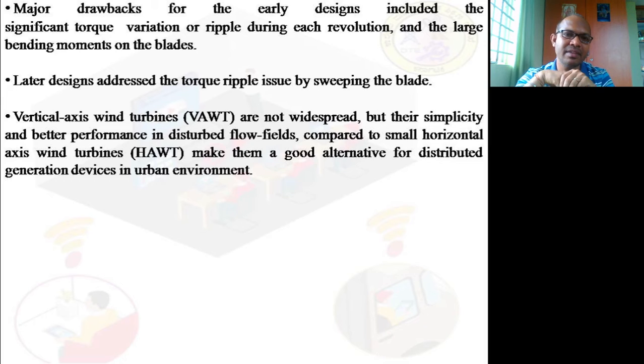Later designs addressed the torque ripple issue by sweeping the blades. Vertical axis wind turbines are not widespread, but their simplicity and better performance in disturbed flow fields is the reason why they are simple in design and not complicated as compared to horizontal axis wind turbines. They make a good alternative for distributed generation devices in urban environments. This is a major advantage, by which it will generate energy in urban environments also.